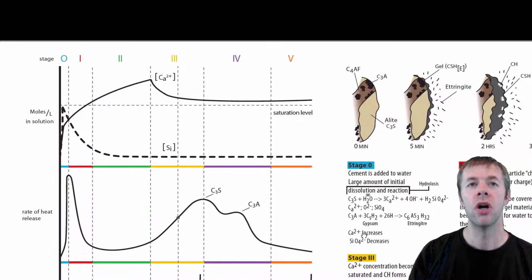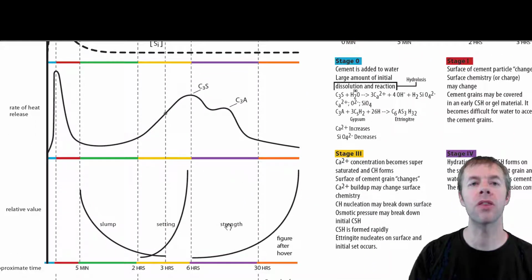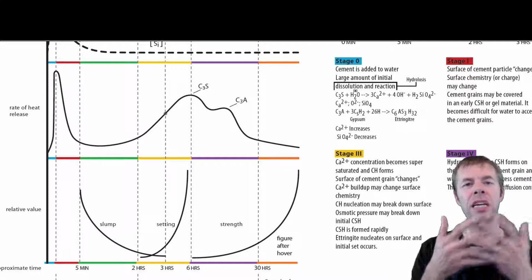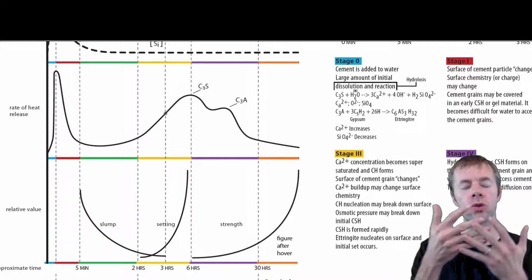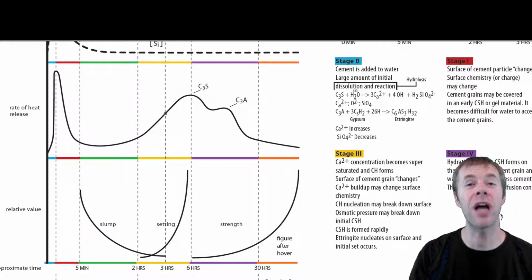Let's look at what it looks like here. So in this case, our calcium stays still around saturated. Silicon stays at a low level. And look at this, the heat goes down during this period, the deceleration period. But what happens to our strength? It goes up. Why does it go up? Because there starts to be interaction between the particles. These particles start to be able to transfer load between one another, and that's exciting.